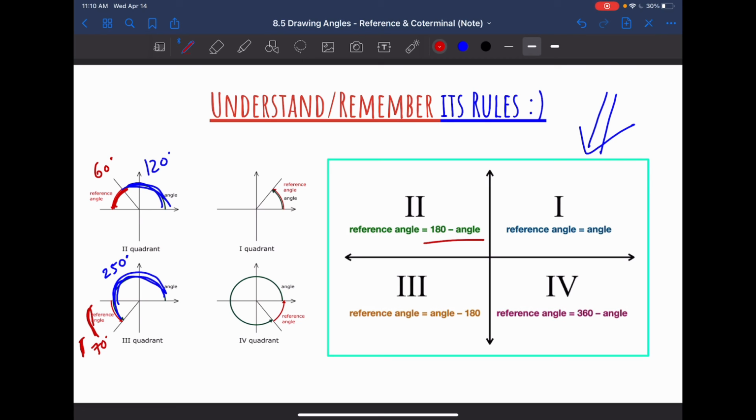And then the last one, reference angle, you are using 360, not 180 degrees.